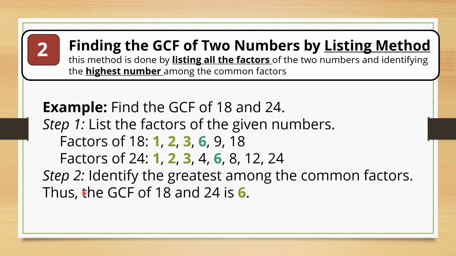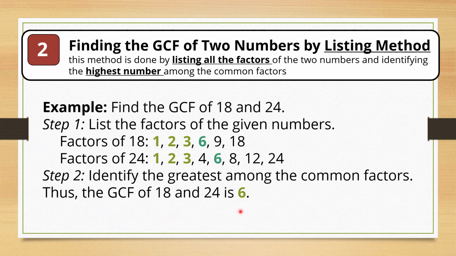And step 2, you are then going to identify the greatest among the common factors. You may see 18 as the biggest number, then 9 next, or a factor before 18 itself, same as 12 right here. But since you are asked to get the common factors of the two numbers, we have 6 as a factor of both numbers, which are 18 and 24. Therefore, the GCF of 18 and 24 is 6.